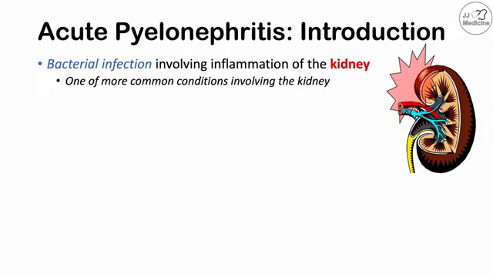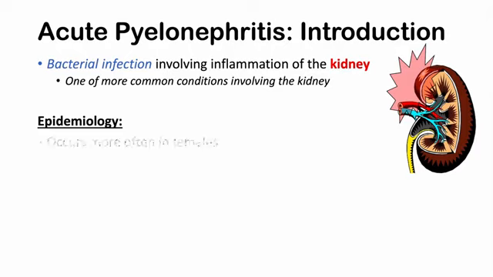Acute pyelonephritis is actually one of the more common conditions involving the kidney, and there's something known as chronic pyelonephritis. We're not going to talk about chronic pyelonephritis in this lesson, but it occurs almost exclusively in children who have major anatomical abnormalities in their kidney or renal system. So from now on, I'm going to refer to acute pyelonephritis simply as pyelonephritis.